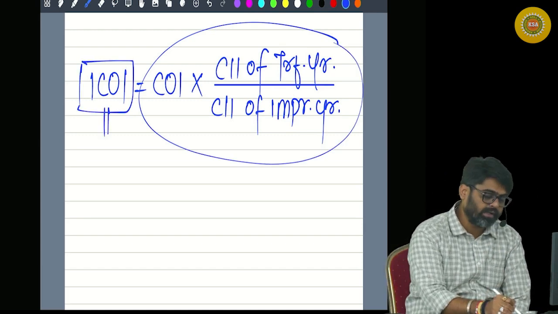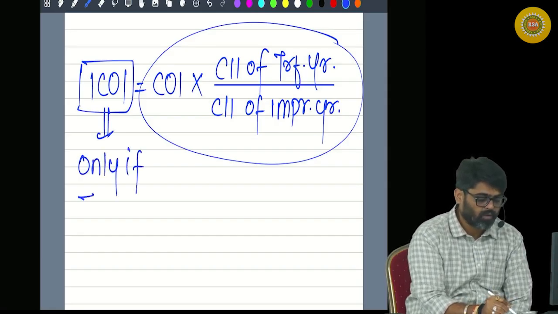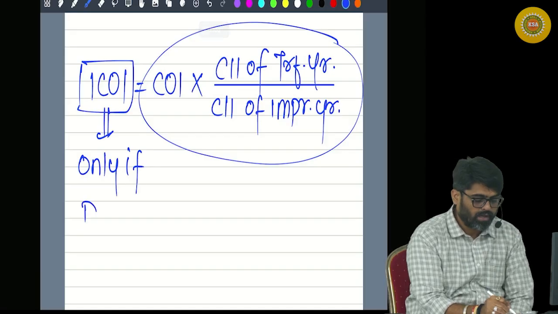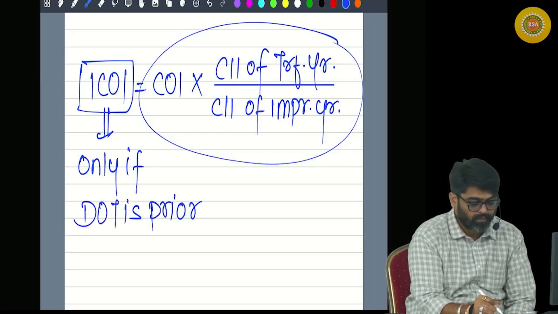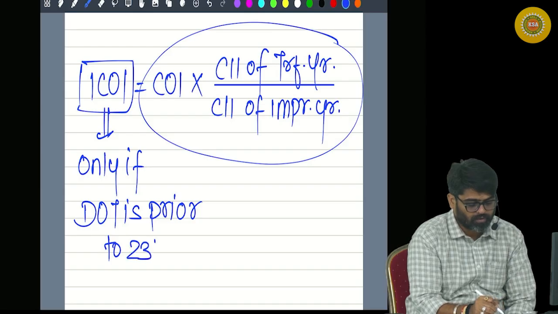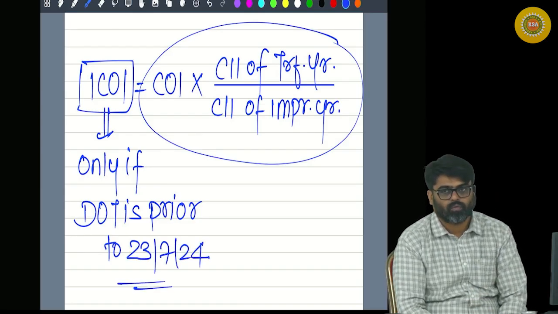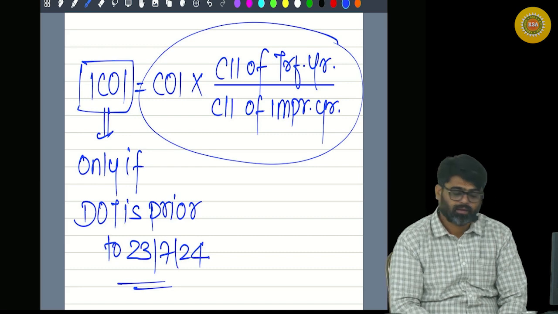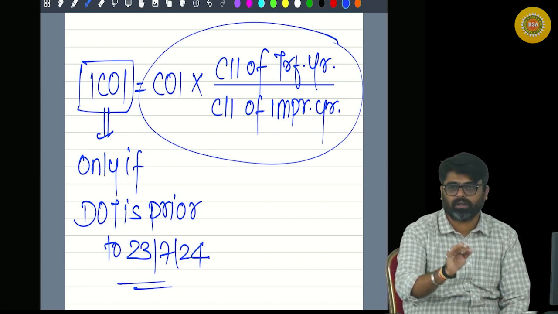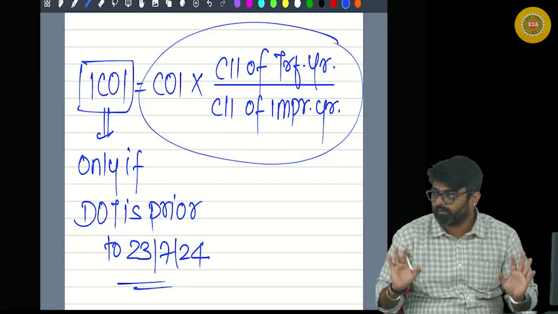And by the way, this indexation will be done only if the date of transfer is prior to 23rd July 2000. And what if the date of transfer is on or after 23rd July? Reduce the cost of improvement only. Indexation benefit is no more available.